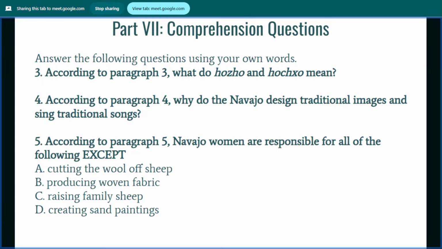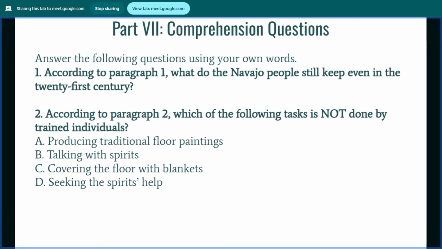Tell me the answers for question 1, 2, 3, 4, 5. Quickly. The answer of question one: according to paragraph one, what do the Navajo people still keep even in the 21st century? They still keep customs related to traditional art practices. Very good. Example, large floor paintings.